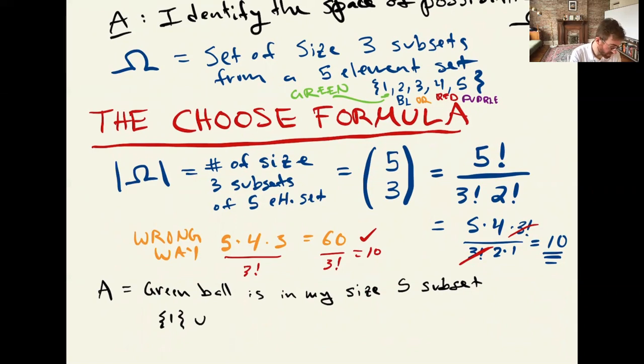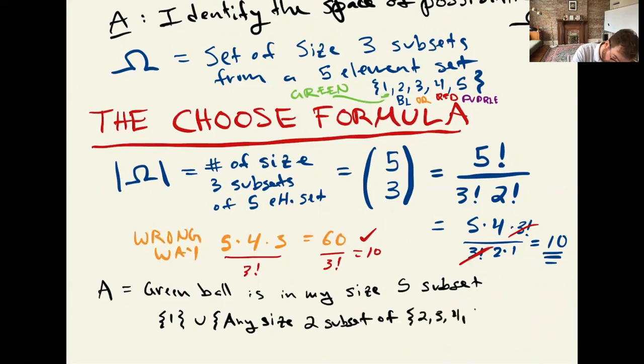So now how many size 2 subsets are there of my remaining 4 elements? Well, again, I can think of drawing any size 2 subset of 2, 3, 4, and 5. So how do I do that? Well, I got to pick one element, so that's 4 elements. And then I pick another element, so there's 3 to choose from. That gives me 12. But there again, I've implicitly used order. So I need to divide by 2.